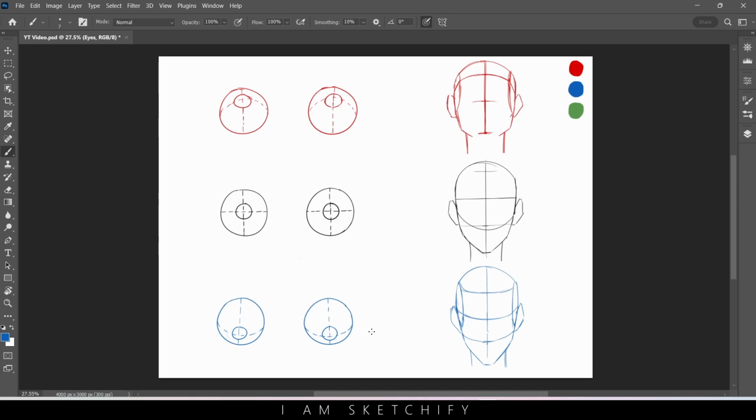Now if you guys are wondering, this is not what I want my characters to look like, their eyes popping out of their skull. Do not worry, we're not done yet. This is just to explain the structure of the eyes and how they appear in different camera angles. Now this is what the eyes will look like on the face.